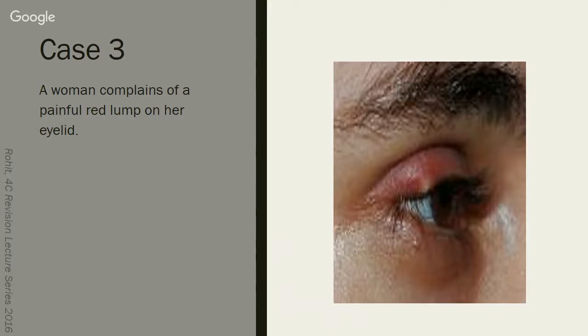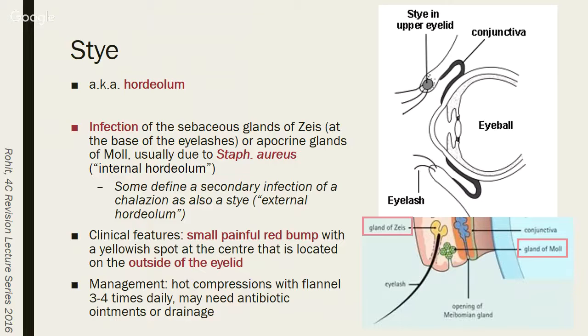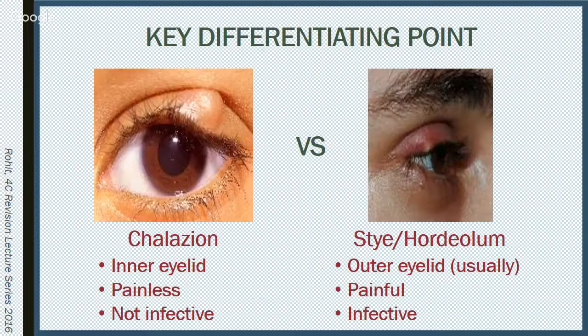Moving along, we've got this one. So a woman complains of a red lump, and this time it's painful. Yeah, it's a sty, or a hordeolum. So this one, unlike the chalazion, is an infection. It's usually on the outer aspect of the eyelid, as opposed to the other one, which is the meibomian glands, which are on the interior aspect of the eyelid. These are painful. They kind of look like pimples, and these patients may benefit from antibiotics because it's actually an infective process. So this brings us to our first key differentiating point.